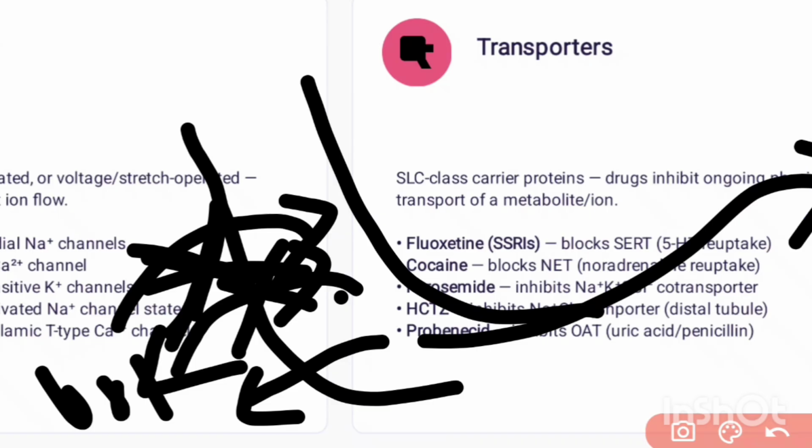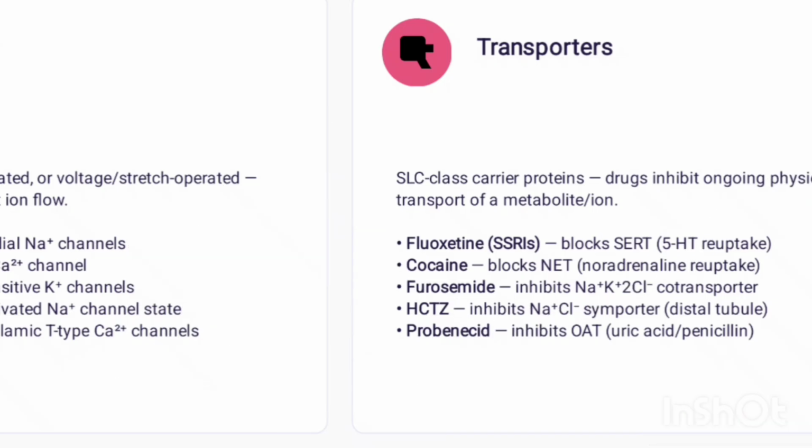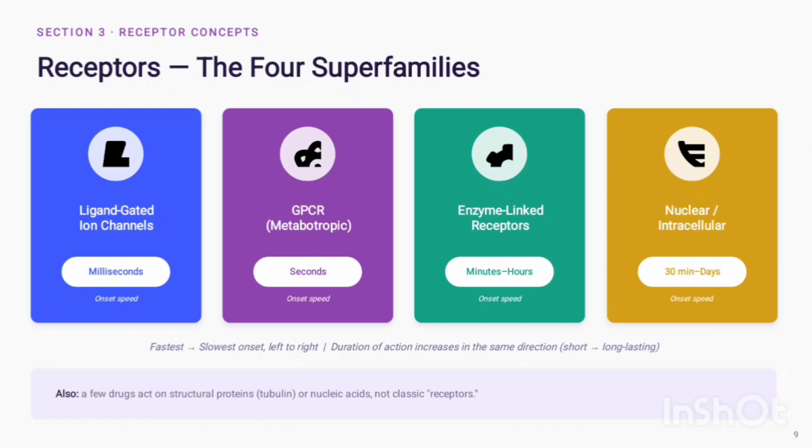These are the three important targets, and another important target we have is receptors. That we will discuss in the next class.